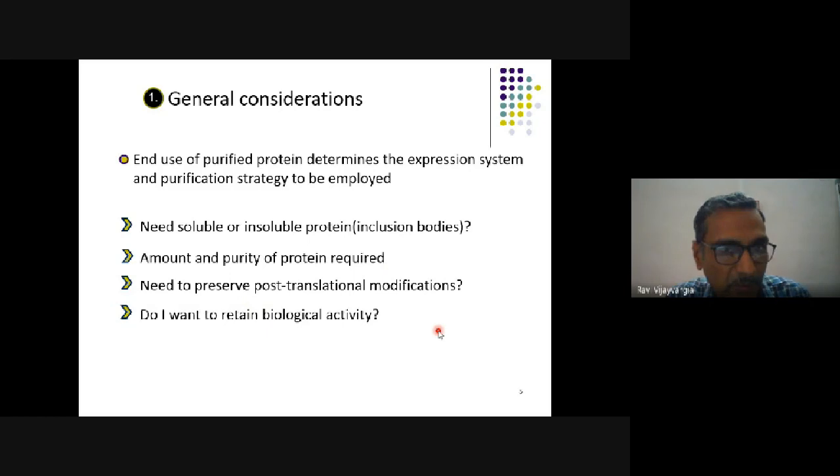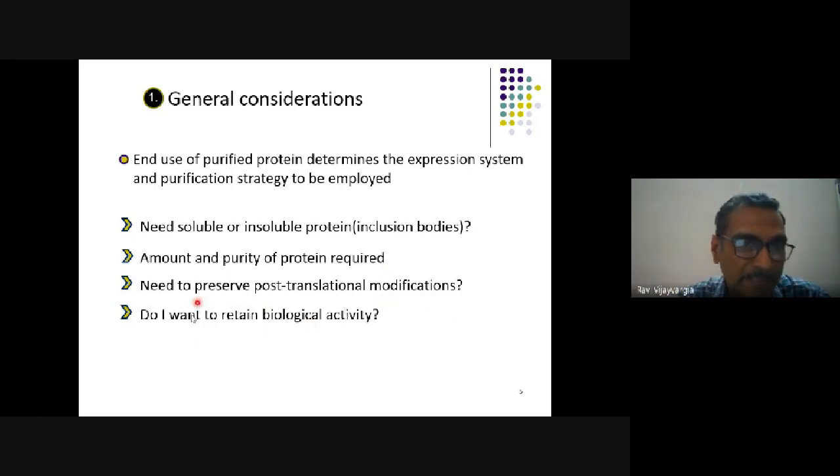So a lot of time these post-translational modifications are very important for proper function of the protein. If you are looking at a functional protein which is an enzyme, a lot of time you need to preserve the modification. If modifications are not preserved during the purification, then they might not be active proteins. So this is an important question to ask.